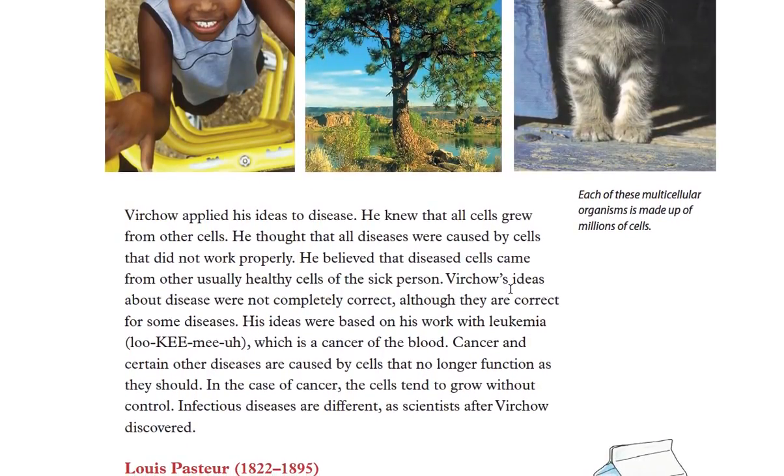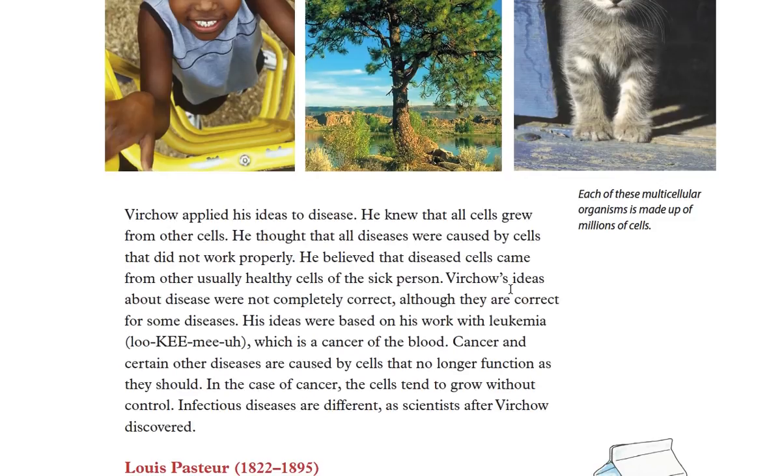Virchow applied his ideas to disease. He knew that all cells grew from other cells. He thought that all diseases were caused by cells that did not work properly. He believed that diseased cells came from other, usually healthy cells of the sick person. Virchow's ideas about disease were not completely correct. Although they are correct for some diseases, his ideas were based on his work with leukemia, which is cancer of the blood. Cancer and certain other diseases are caused by cells that no longer function as they should. In the case of cancer, the cells tend to grow without control.